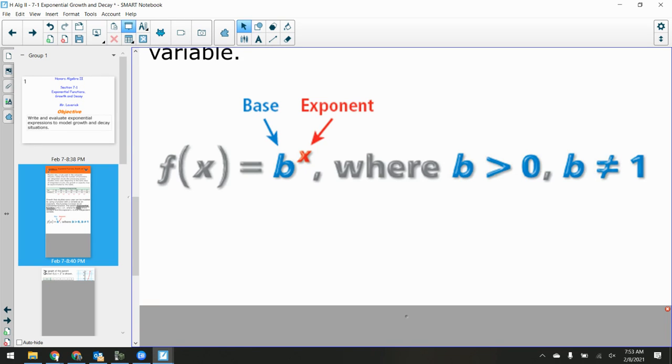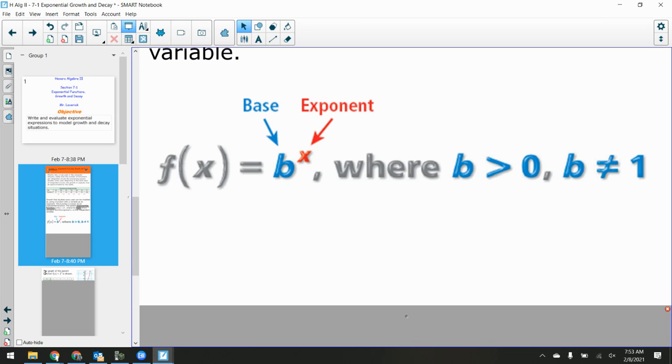Let's talk about what would happen if b was negative. What would happen if b was negative? Because I make this stipulation where b has to be greater than 0. What would happen if I take -2 raised to the second power? It'd be a positive number, right? So what happens if I take -2 raised to the third power? Negative. What happens if it's to the fourth power? Positive. Negative. Positive. Negative. Positive. So it jumps around a lot. So it's no longer exponential. It doesn't have that exponential form.